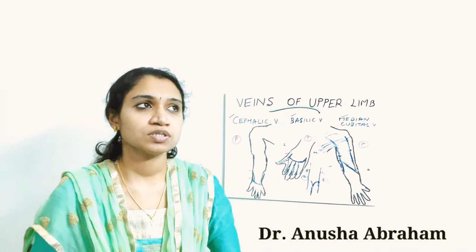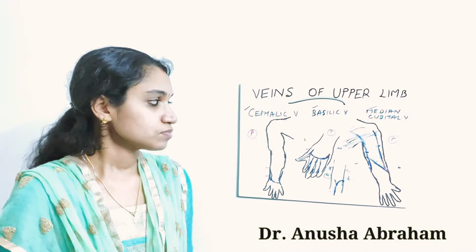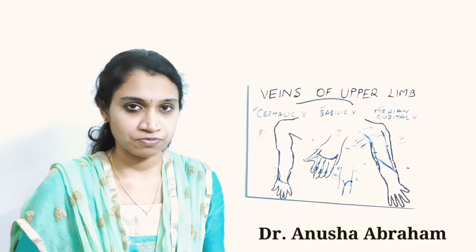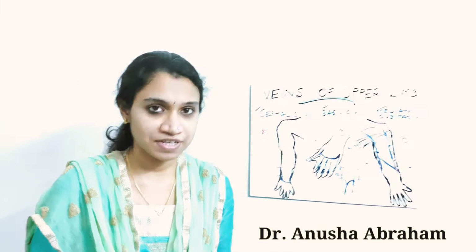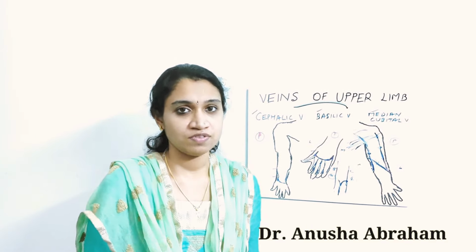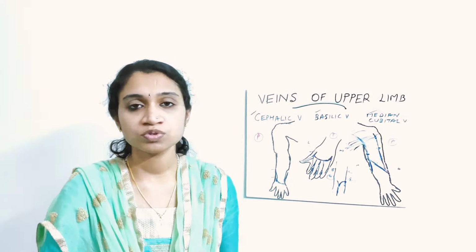Okay, first of all, the question is, which is the vein which is most preferred for intravenous injection as well as taking blood? The most preferred vein. Next question. Which is the vein which is mostly preferred for arteriovenous fistula or AV fistula in case of chronic renal failure patients for doing hemodialysis? So which is that vein for AV fistula?